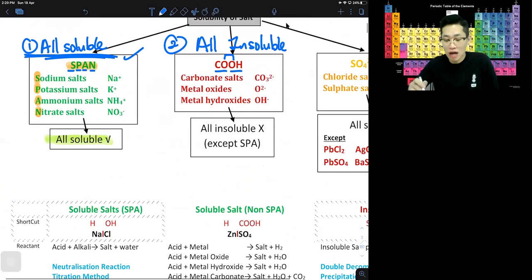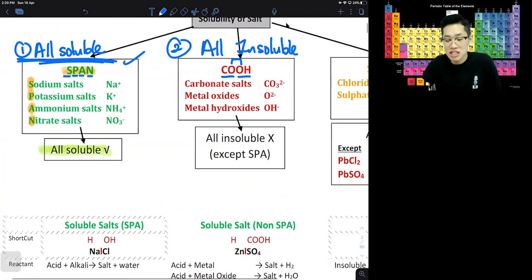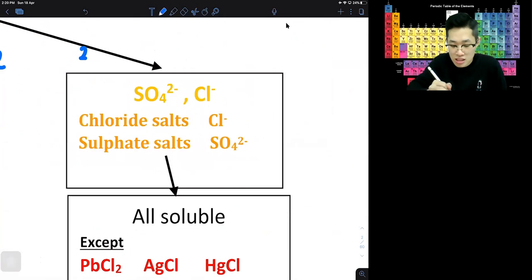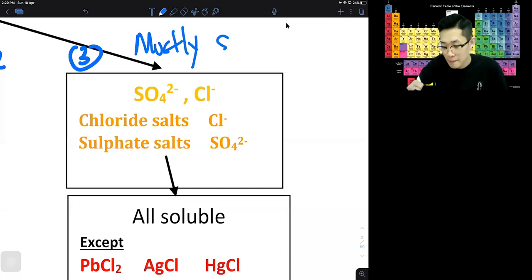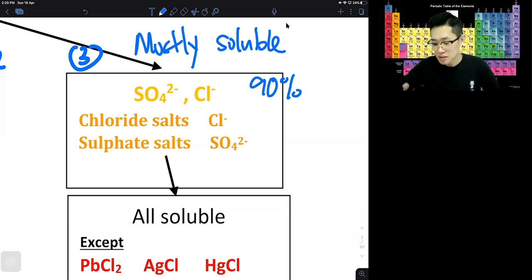Okay, now last part. You have already known how to do the most confusing part. If you know how to do that part already, you can actually ignore this part. Except means like what we did just now, we prioritize the first group. Now, last group is called the mostly soluble group. What is mostly soluble? Mostly soluble is like 90% of the times they are soluble. That means they are 10% not soluble, right?